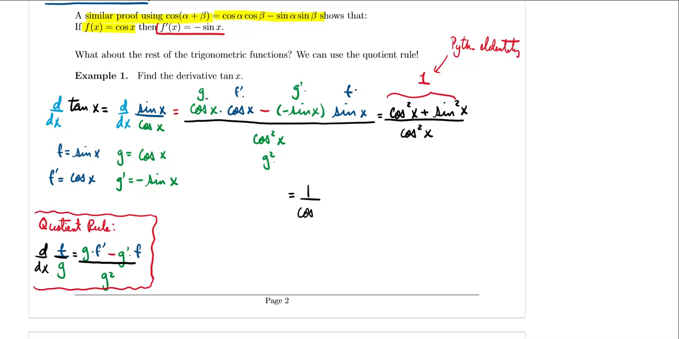The thing is, I also recognize the 1 over cosine squared as another trig function. Remember, 1 over cosine is exactly the same thing as the secant function. So 1 over cosine squared is the secant squared of x. And there we go. We've come up with a nice form of the derivative for the tangent function. The derivative for the tangent of x is simply the secant squared of x.